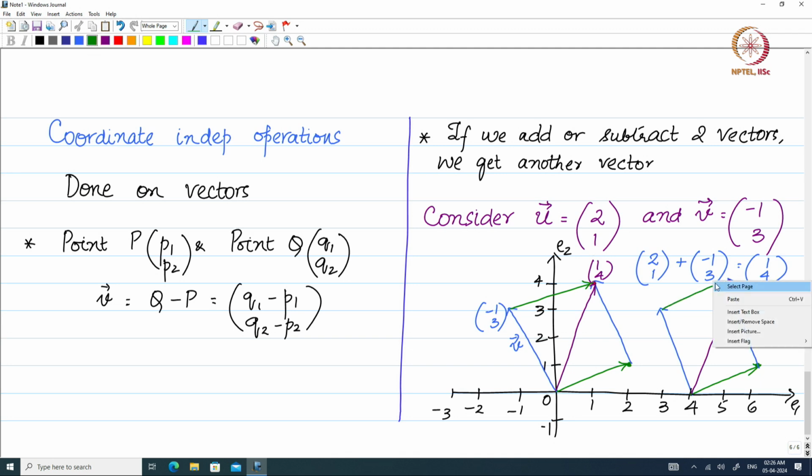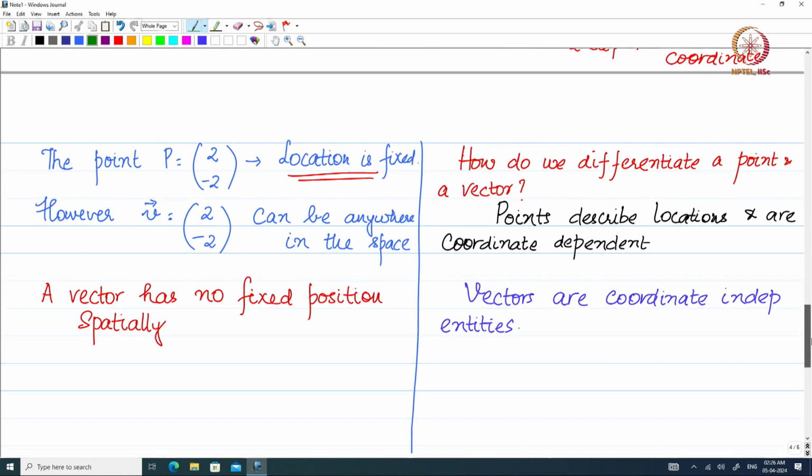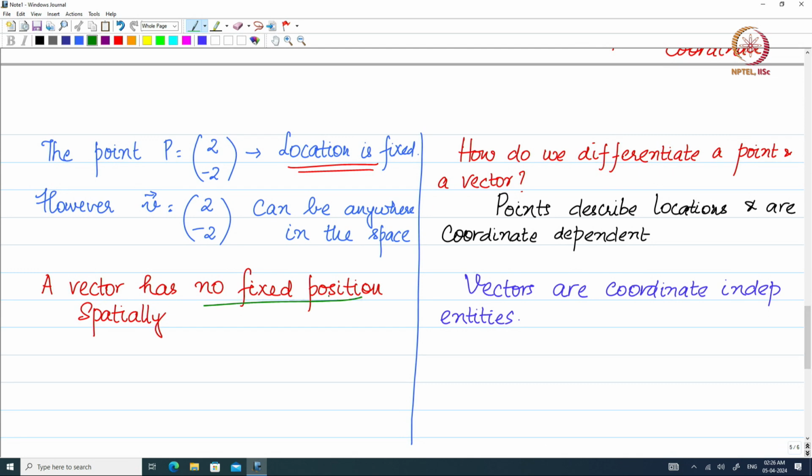So, what we see here is that independent of the location, you get the same resultant. As we said, you are going to have the same vector available in the space at different locations. It is basically as we defined the vector to be spatially, what do you call, we just had the previous definition where we said a vector has no fixed position spatially, and that is exactly what we see here.